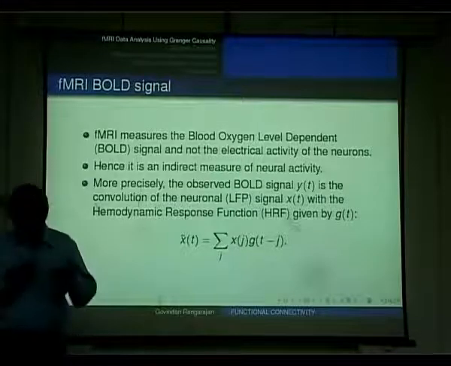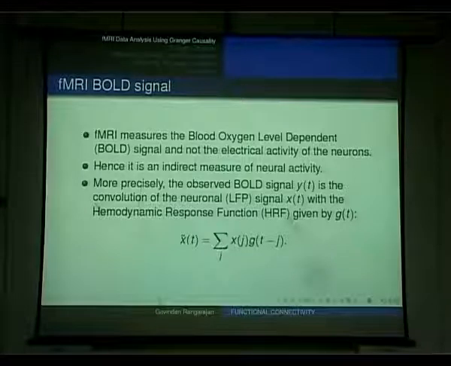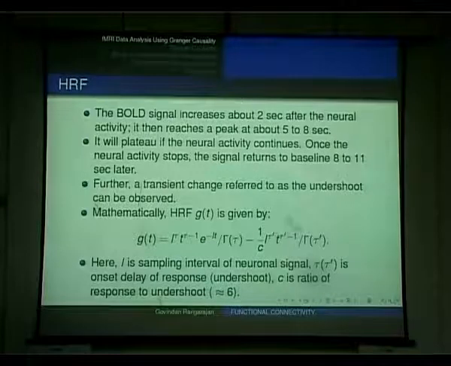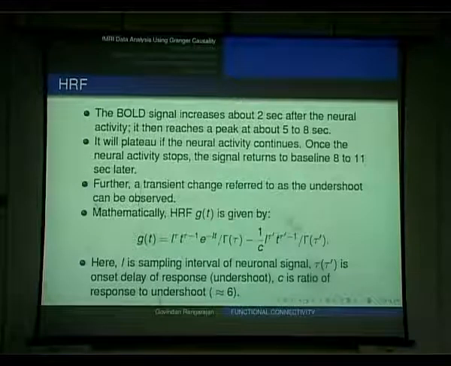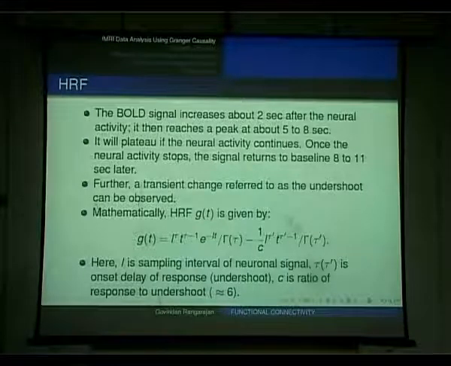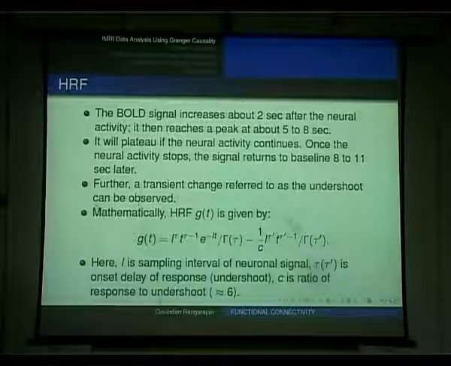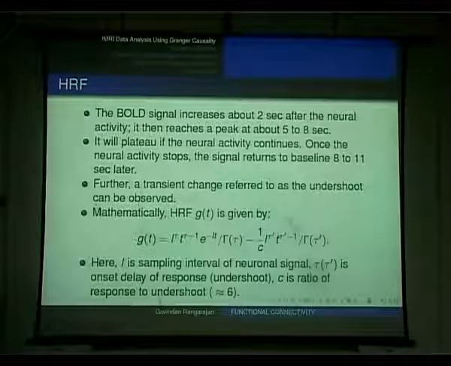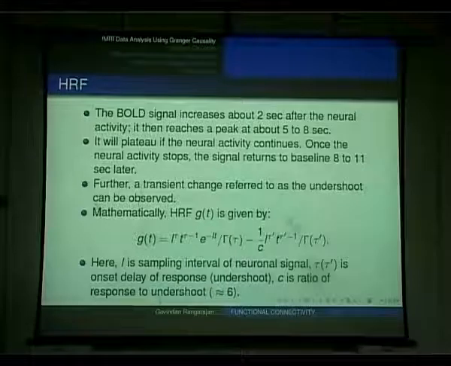Okay. So this is what you are actually measuring in fMRI. If you look at the details of this BOLD signal, the BOLD signal increases about 2 seconds after the neural activity begins, and then it reaches a peak at about 5 to 8 seconds after the neural activity begins, and it will plateau if the neural activity continues, or it starts to die down and returns to a baseline 8 to 11 seconds later. And there's also an undershoot, a transient phenomenon of undershoot.